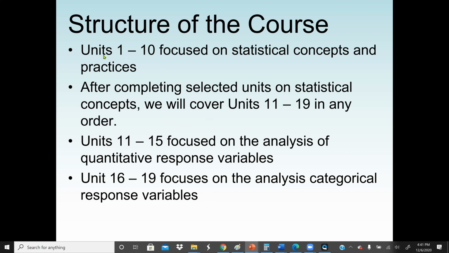In our textbook, we went through Unit 1 to Unit 10, which focus on statistical concepts like descriptive statistics and probability. Then Unit 11 to 19 is the main focus of Biostat 2, which is inferential statistics. In Biostat 1, we did descriptive statistics and probability. Units 11 to 15 focus on analysis of a quantitative response variable, which is our parametric test. Now Units 16 to 19, starting with our first unit here, will focus on analyzing a categorical response variable, which will be non-parametric.